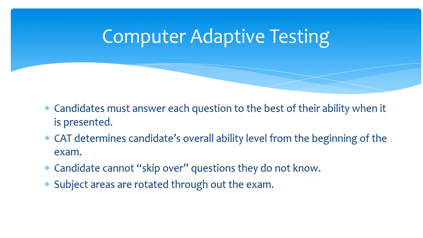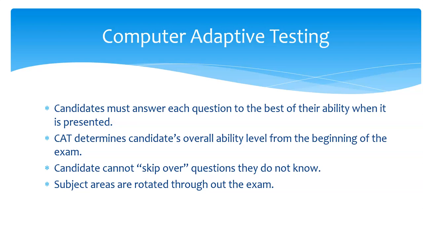So you are presented with a question, and you must answer that to the best of your ability when it is presented. Again, it determines your overall ability from the beginning of the exam, from that first question that you're asked. You can't skip over, but you can put a mark on the question to come back to it. It doesn't mean you can't change your answer, but remember, every question selected is based on the previous question. So if you skip, they wouldn't know how to adapt the exam for you.